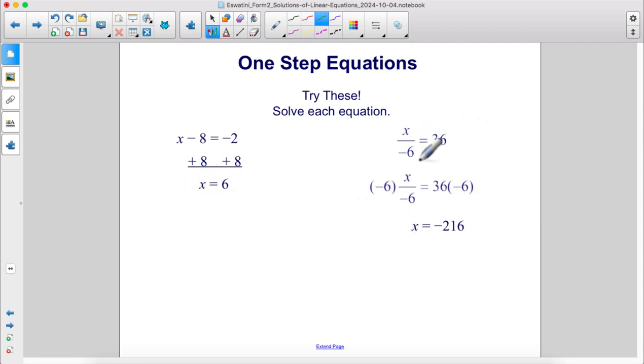x divided by negative 6 equals 36. All right, so x is currently being divided by negative 6, so we need to multiply each side by negative 6 so that it will cancel out on the left side. 36 times negative 6 gives us negative 216, and that is our answer.